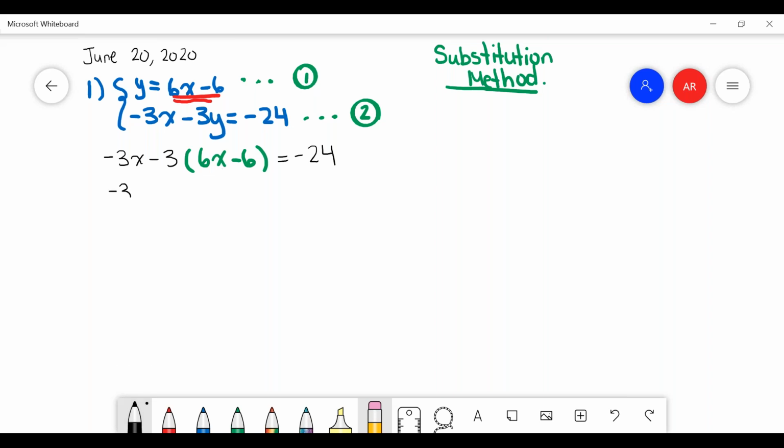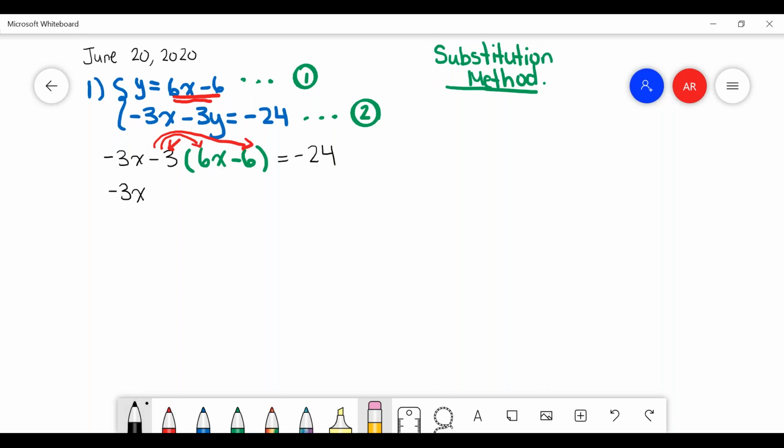Taking a look at this, we have minus 3x, and then we have minus 3 times (6x minus 6). We're going to apply the distributive property here by taking the term on the outside of the brackets and multiplying it with each term on the inside of the brackets. And remember, what separates the terms is either a plus or minus sign.